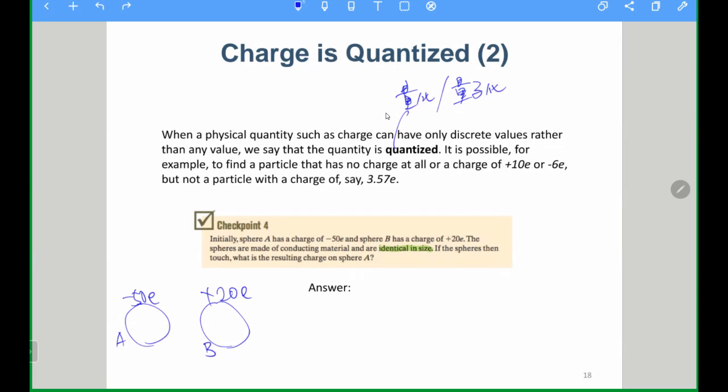So the total charge amount will be -50 plus 20, and then we try to distribute it to the sphere equally. So we just divide by 2, which will be -15e.